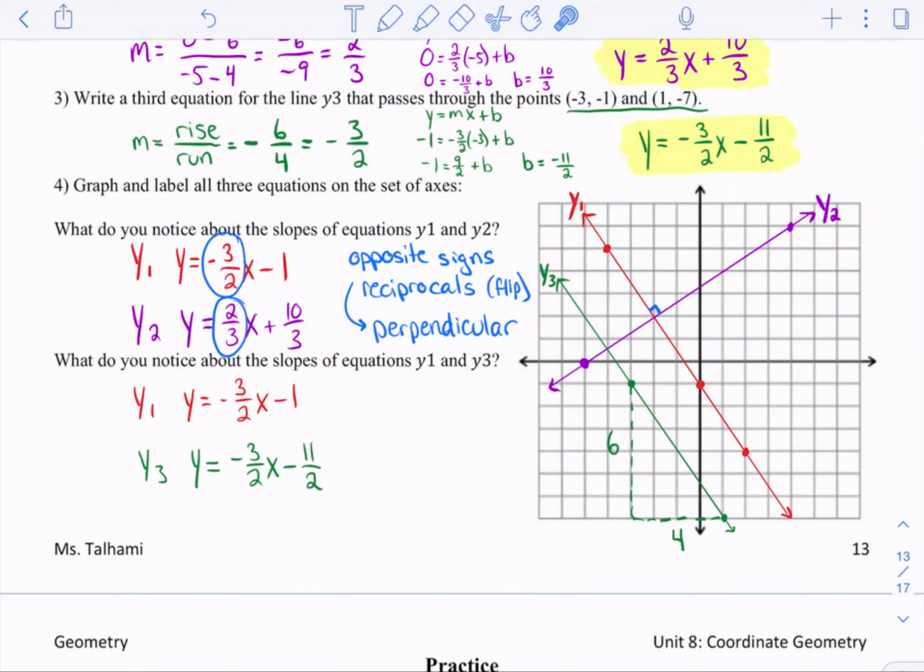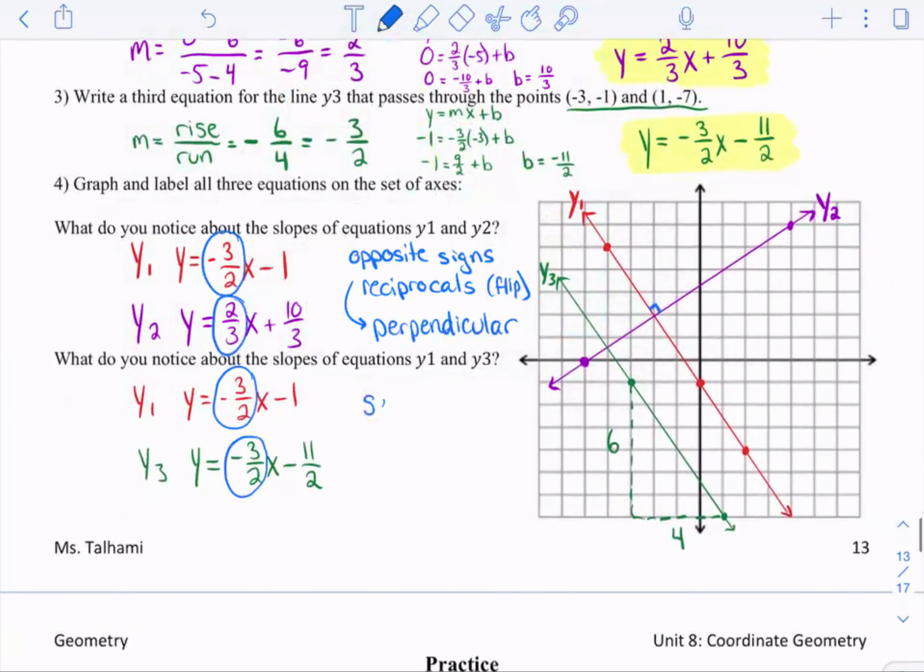Then if you take a look here, it says, what do you notice about the slopes of equations y1 and y3? So it's the red and the green. So here, if I take a look, what do you notice? I notice that they're exactly the same. They have the same slopes.